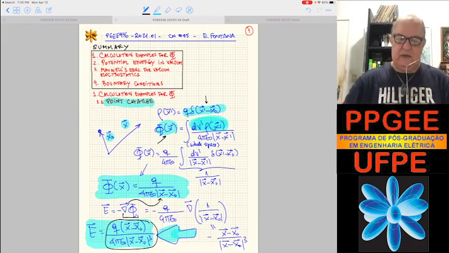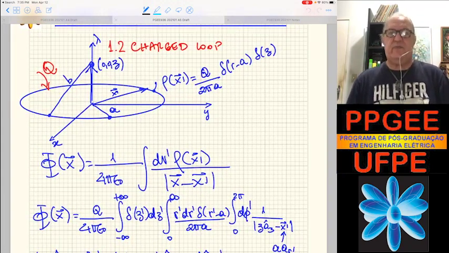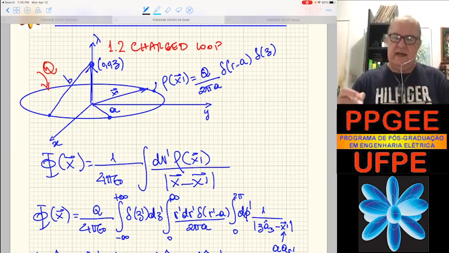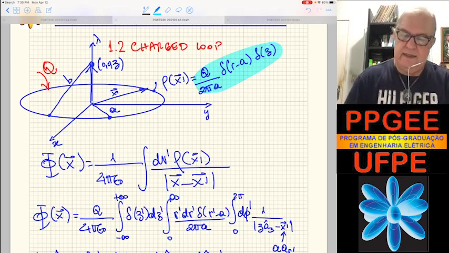Next, let's take a look at a little more elaborate one. A charged loop, a loop of wire, you know. So let's see how we represent that density using delta functions, right? This is one way to do it. Let's see how we get to that.